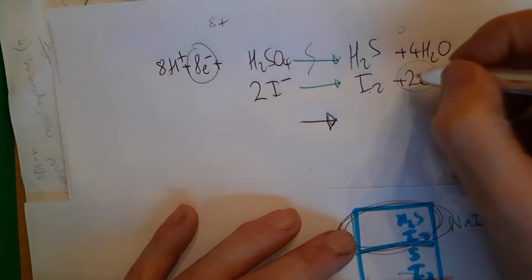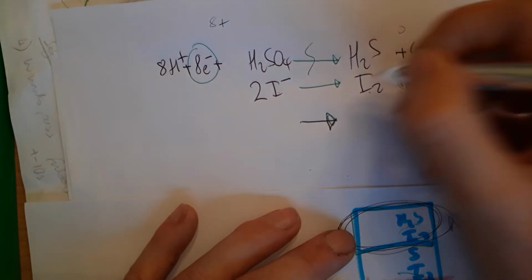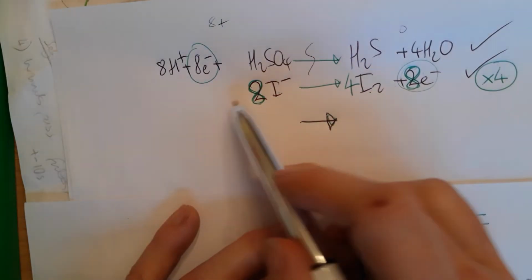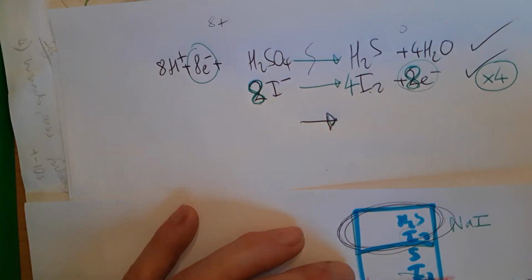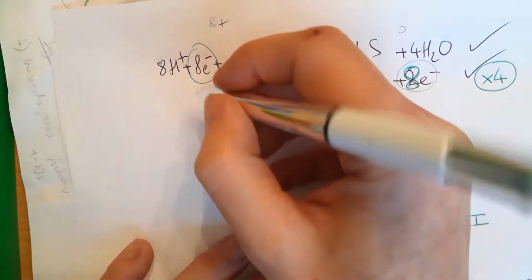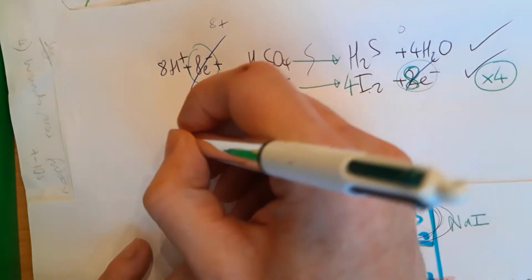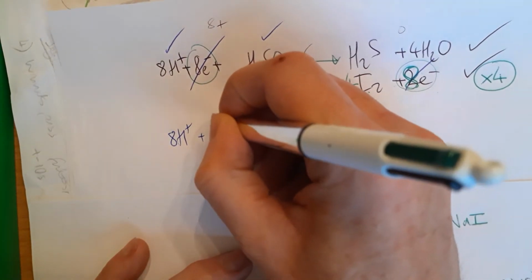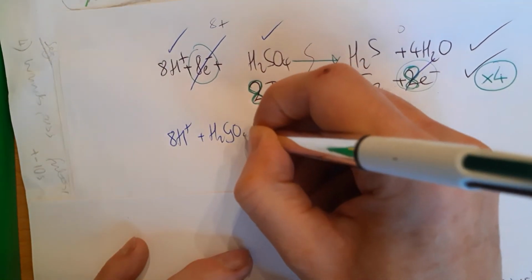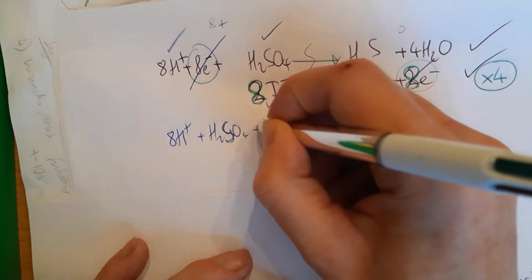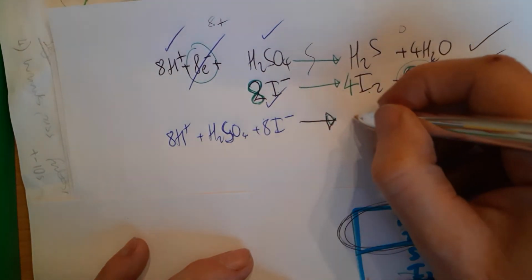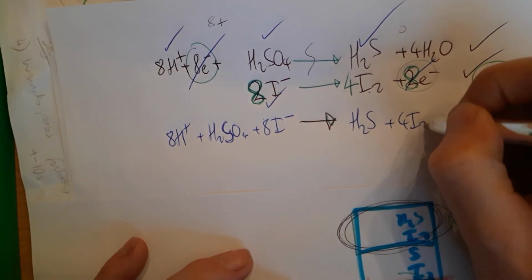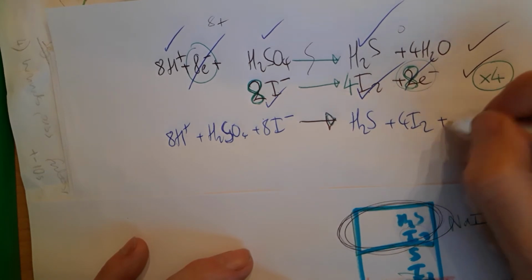If I multiply it by 4, that will give me 8 electrons, 4 of these, and 8 of these. I've multiplied everything by 4. Now I can join them together. So I've got, the electrons have cancelled. 8 H pluses, that's you. H2SO4, that's you. I'm ticking them so I don't miss them. 8 I minuses, that's you. And it makes eggy smell, H2S, that's you. 4 I2s, that was you. And 4 H2Os.